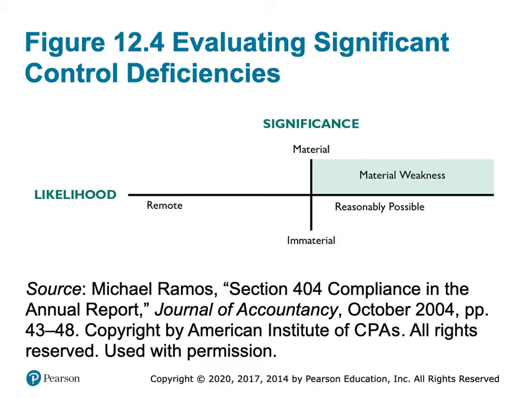But you will see companies that do have significant deficiencies, which are not as likely to result in a material misstatement in the financial statements that remains undetected. So that's where the design of the system is not operating as you would expect it, but it doesn't necessarily result in a material financial statement misstatement.